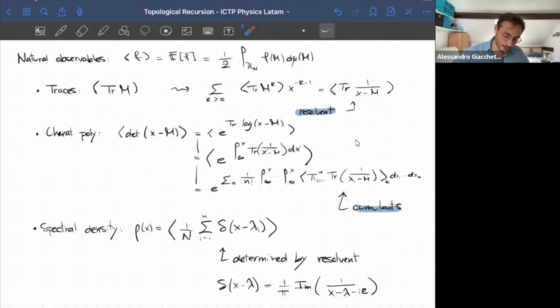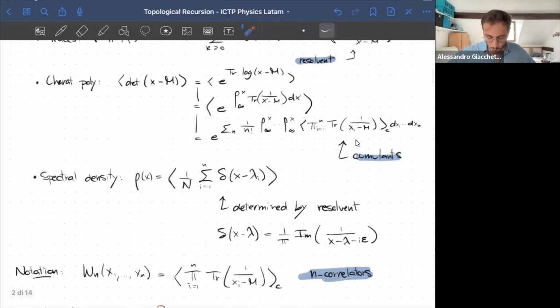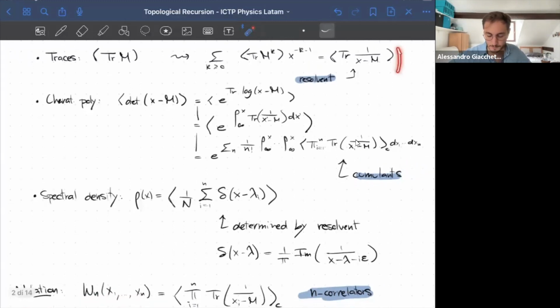So this is to say that for most of the natural quantities that you might try to compute, the only thing that you need to understand are these cumulants, and the cumulant here when n is equal to 1 is the same thing as the resolvent. So because cumulants are so important, let me give a name to this. I will denote this cumulant with W_n of x_1 up to x_n. These are called n-point correlators, and again, when n is equal to 1, the cumulant doesn't play any role, and you get the resolvent. Okay.